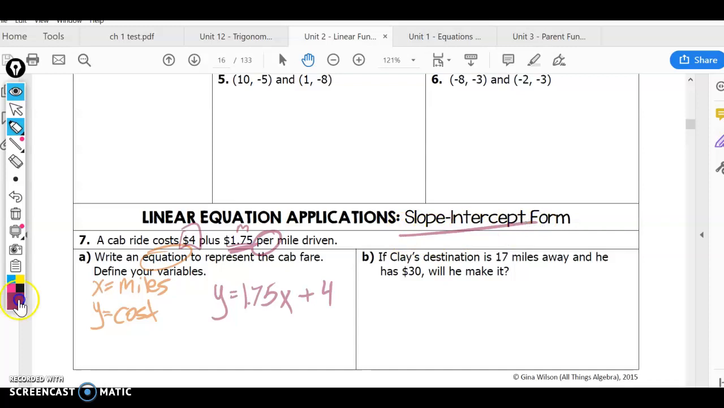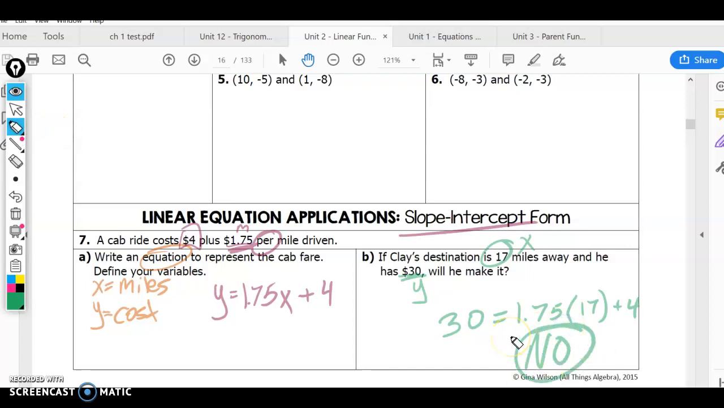Then answering part B of this problem, if Clay's destination is 17 miles away and he has $30, will he make it? Plugging the 17 in for the miles, which is x, and the $30 in for y, we can solve. Is $30 going to equal $1.75 times the 17 plus 4? That is over $30, so no, Clay will not make the trip. Let's scroll down a little bit to the next page.